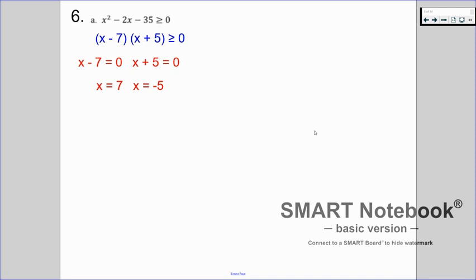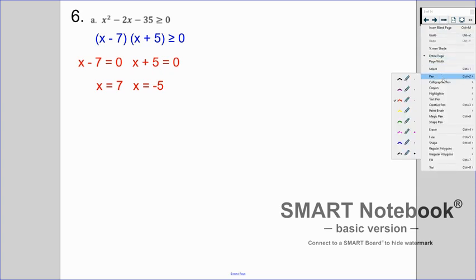X squared minus 2x minus 35 is greater than or equal to 0. And so we can factor the left-hand side. It's already greater than or equal to 0. So if we have that 0 on the one side, we want to factor it so we can find out when it's actually equal to 0. And that is when x equals 7 and when x equals negative 5. That really doesn't tell me what the solution is here, though, because I want to know when is that polynomial greater than or equal to 0.